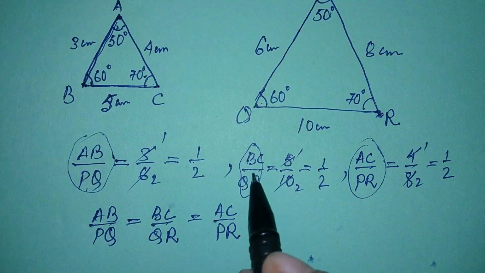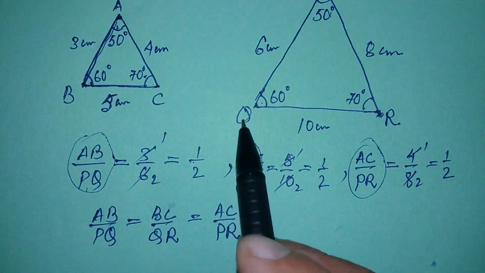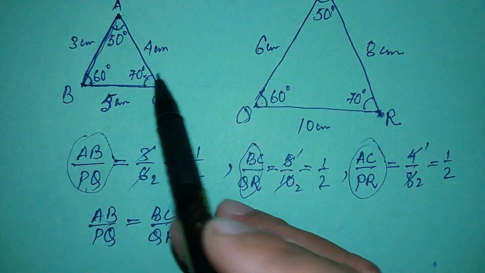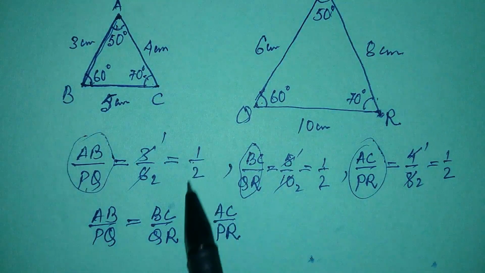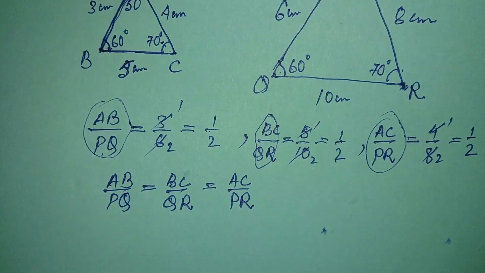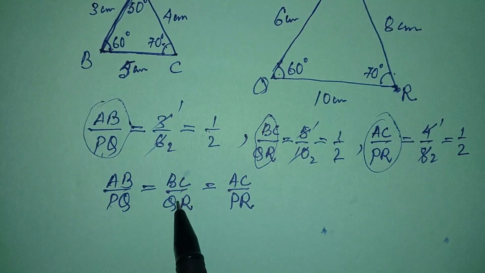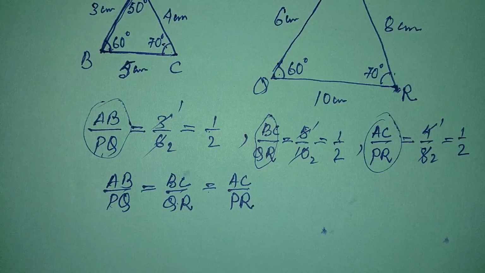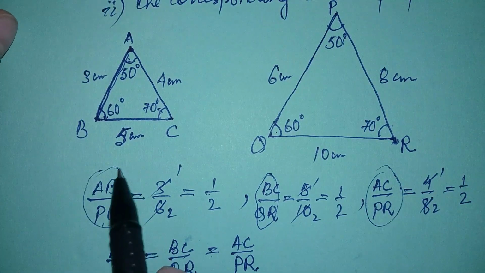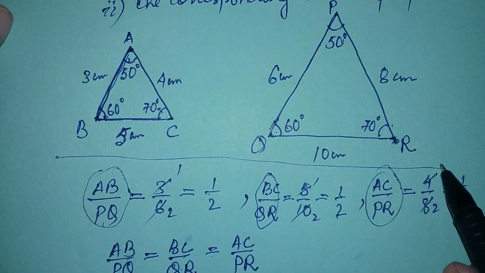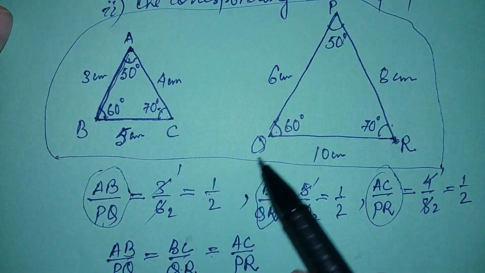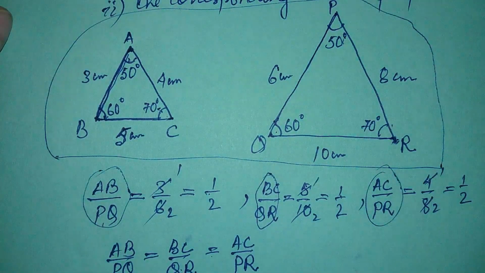So we have the two conditions satisfied here. The corresponding angles are equal, which is the first condition, and the corresponding sides are proportional, that is the ratio of the corresponding sides are equal. So AB by BQ is equal to BC by QR is equal to AC by PR. So now, therefore, the two triangles are similar, that is they have the same shape, even though one triangle is smaller and another triangle is bigger.